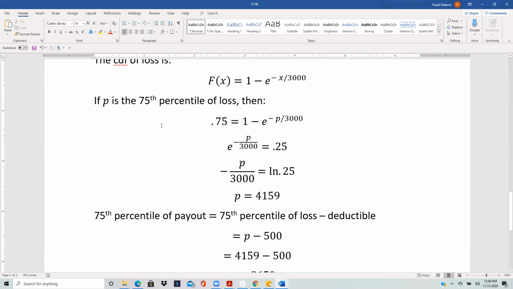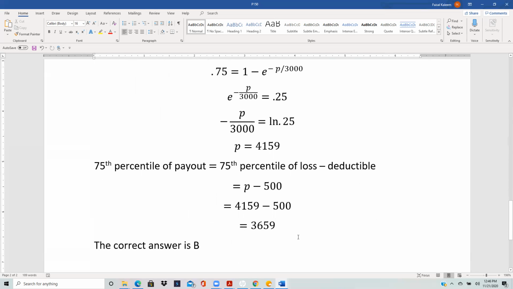So the 75th percentile of the payout given accident happens, which is the 95th percentile of the payout, would be the 75th percentile of loss minus the deductible, and the deductible was 500. So the loss percentile minus the 500 gives you the payout percentile, which is 3659. That was choice B.